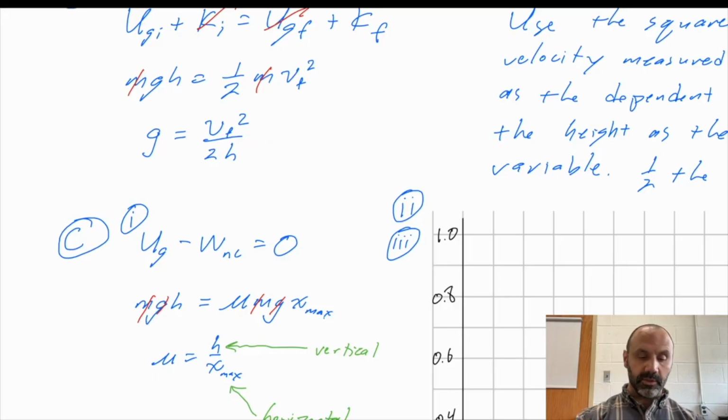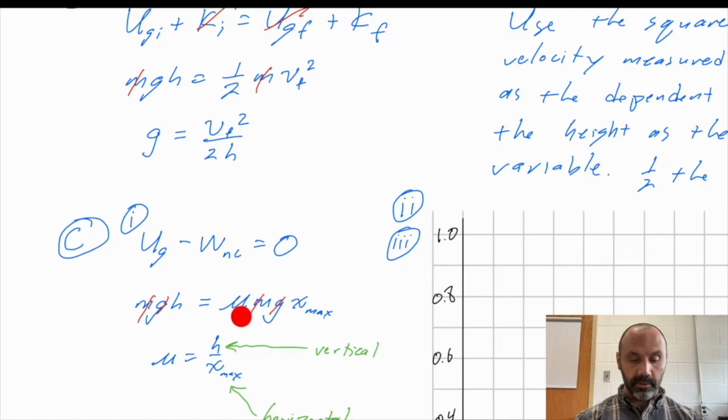And it's real simple. The system starts with some gravitational potential energy. And then there's some energy lost due to friction, a non-conservative force, work done by a non-conservative force. And then I end up with zero energy at the end, right? And so I put in my equations. So I set U_G equal to the work done by friction. So mgh equals mu mg times x max. x max, that's what they give us, right? So we've got to use it in terms of what they tell us.